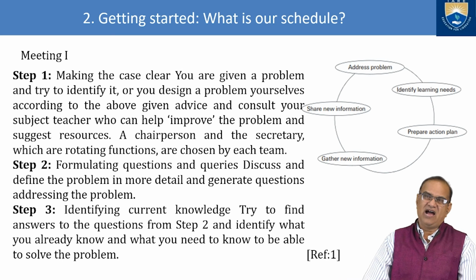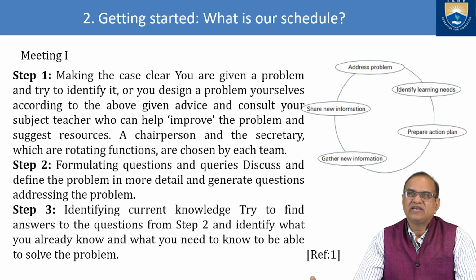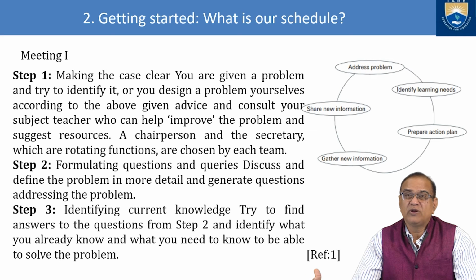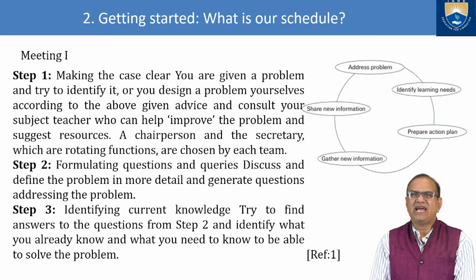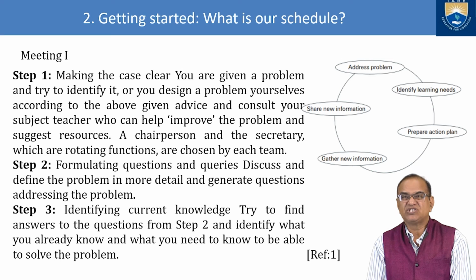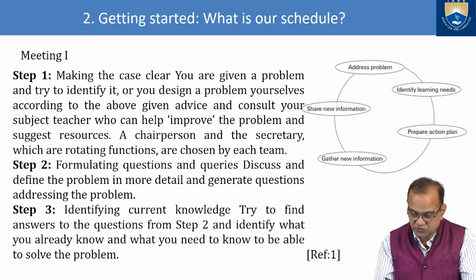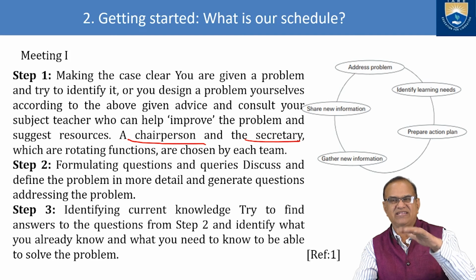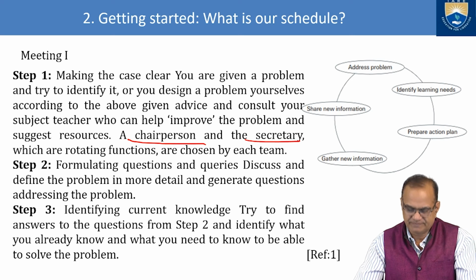You should also, after your meeting, discuss with your subject teacher, and your subject teacher will try to improve your problem, and he or she will also suggest what type of resources are required. A chairperson and a secretary, which are rotating functions, are chosen by each team. Rotating functions means it should not always be only one person. Try to make sure that as per their functions and their work you can choose, and you can select another as and when required.